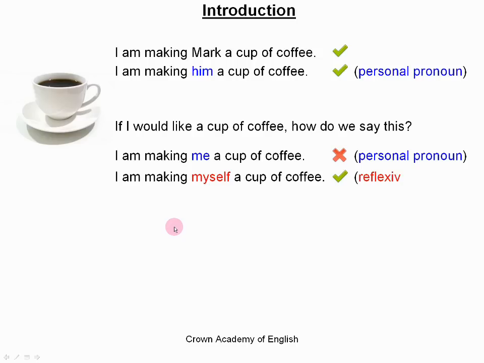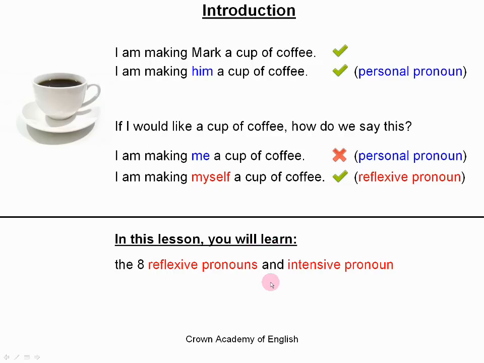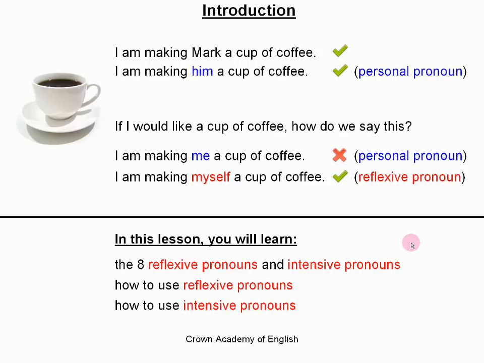I am making myself a cup of coffee. This is now using a reflexive pronoun, myself, and this is correct. So here, this is an example of a reflexive pronoun, which is what we're going to look at in this lesson. So in this lesson, you will learn the 8 reflexive pronouns and intensive pronouns. And then you will learn how to use the reflexive pronouns and how to use the intensive pronouns. So let's carry on.